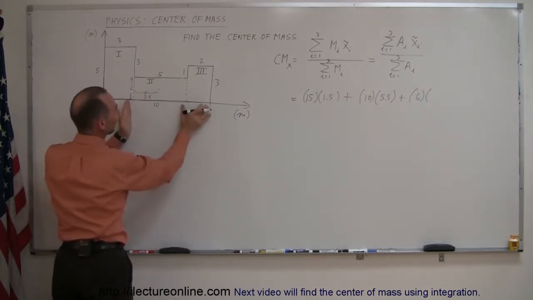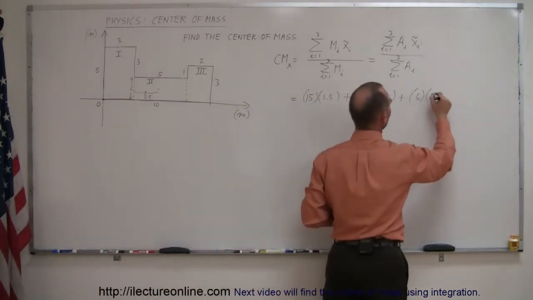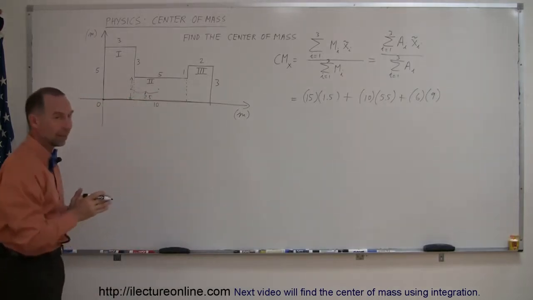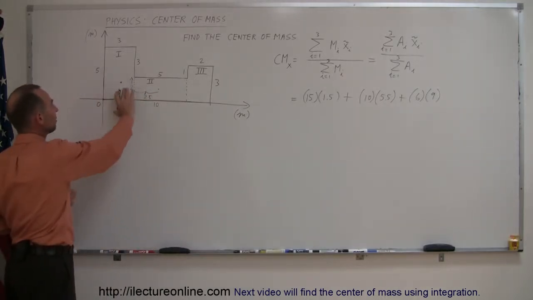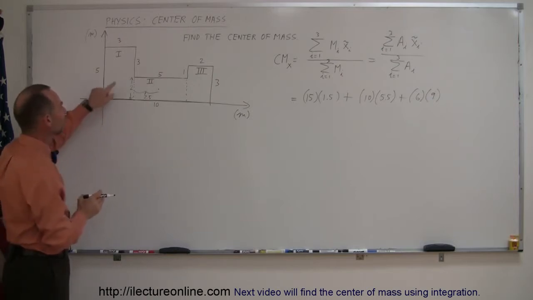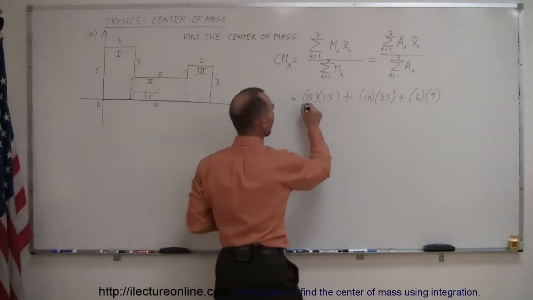And halfway between 8 and 10 would be 9. So that would be 9 meters to the right of the origin. So what we've done here is we've multiplied the area, not the mass, but the area of each portion of that object times the x coordinate of the center mass of each piece. And we divide that by the sum of all the masses.